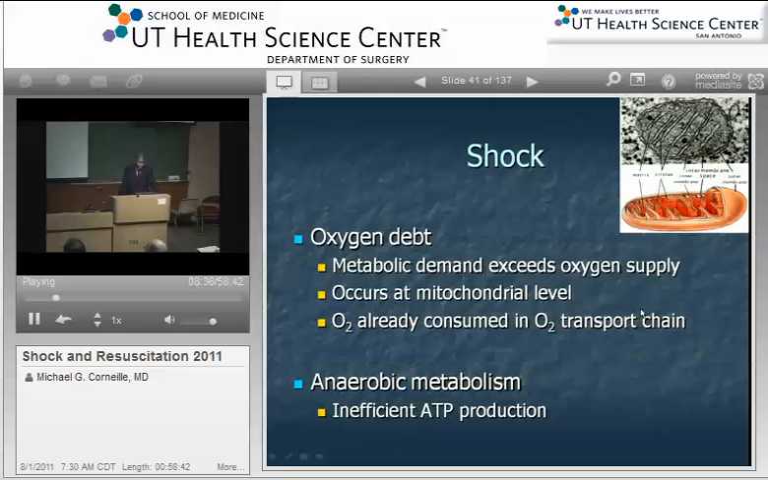The concept of oxygen debt is really as much conceptual as anything. It's never been measured. You can't really measure at the mitochondrial level the amount of oxygen that's there or missing. But the concept is that when metabolic demand exceeds oxygen supply, in order for resuscitation to occur, this debt has to be repaid. So essentially, all of the oxygen is consumed in the O2 transport chain and needs to be restored by perfusion. Without restoration of this oxygen debt, anaerobic metabolism and inefficient ATP production continues.